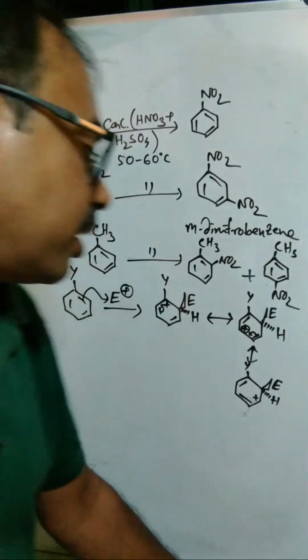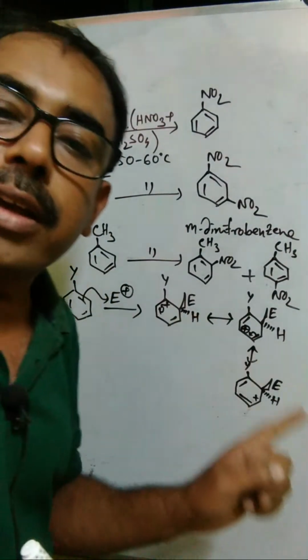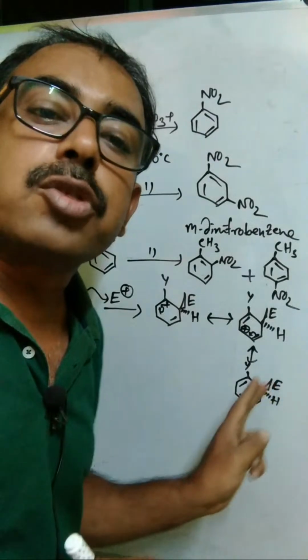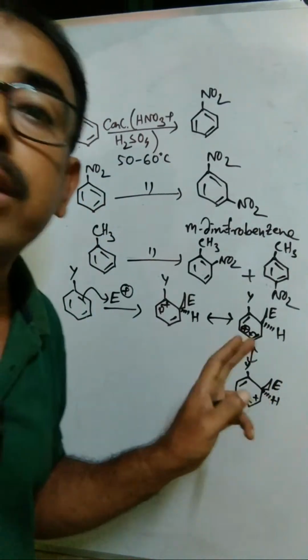Now let's see what happens if the electrophile comes in the meta position, and we have to draw those resonating structures also.